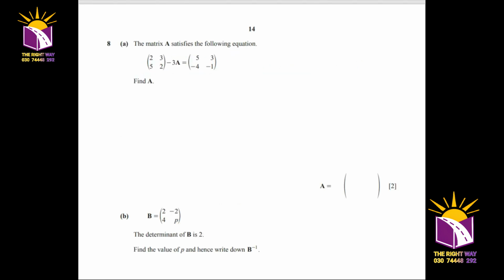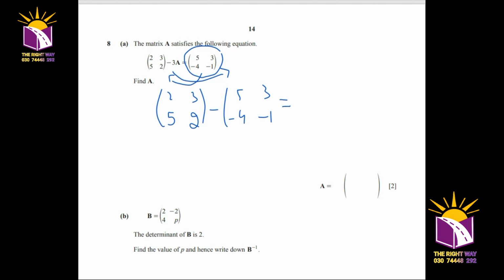Question number 8. The matrix A satisfies the following equation: the 2 by 2 matrix 2, 3, 5, 2, minus 3A, equals the matrix 5, minus 4, 3, minus 1. First of all, I am going to take minus 3A to the other side. It will be plus 3A, and the matrix that is added with 3A will be minus on this side. So it will become 2, 3, 5, 2 minus 5, 3, minus 4, minus 1 equal to 3A.